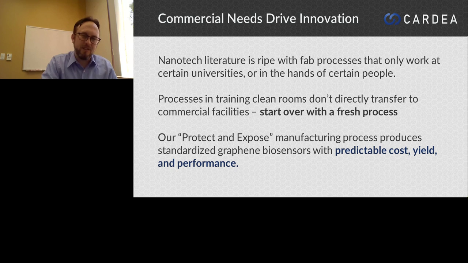And what we did is we threw all that out and we started over with a fresh process, something that would work in a commercial facility. We developed something that we call our protect and expose manufacturing process. And that allowed us to get to a point where we have predictable yield, cost, and performance, the kinds of things that you really want in your biological monitoring devices.